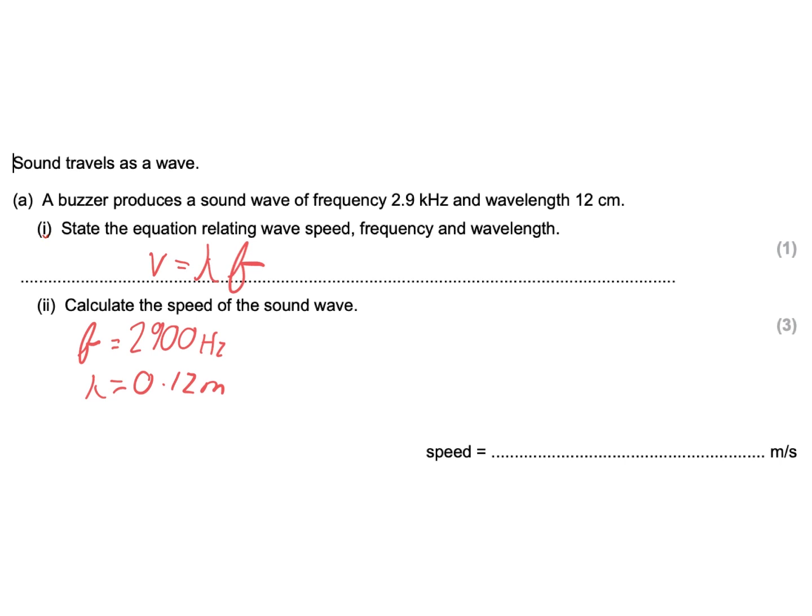When we do our maths, we remember we write equation, sum, answer, unit. So we write out our equation again of v equals lambda f, which is equal to 0.12 times 2,900, which equals 348 meters per second. So we can fill that in there, and that is our full marks for that question.